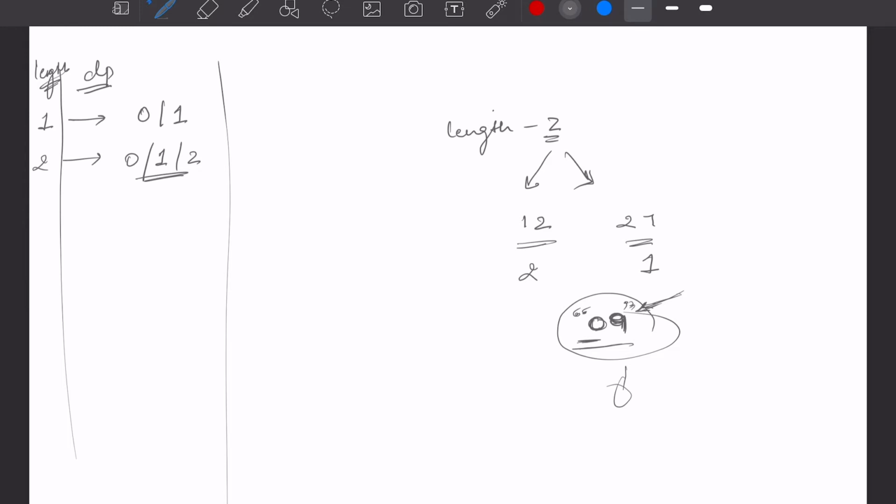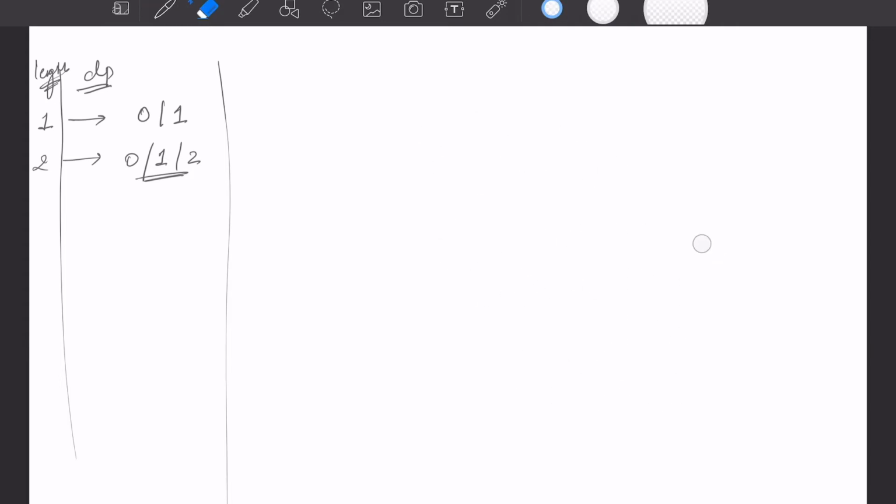Now we will try to see how we can solve problems with length greater than 2. So let's try to solve this. Suppose s is something like 27, and now I have added 8. So now we want to solve it. So s is 278. For 27, we already know what the answer is.